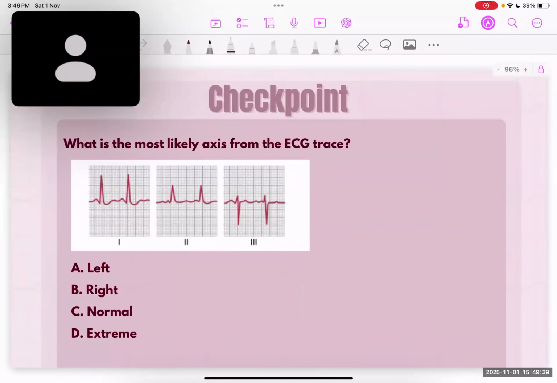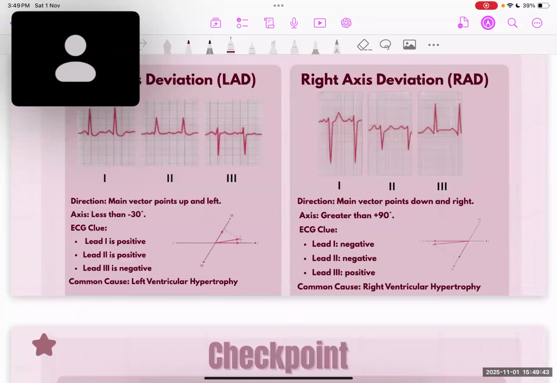Now, checkpoint. What is the most likely axis from the ECG trace? What? I'm sorry, you did not get that?